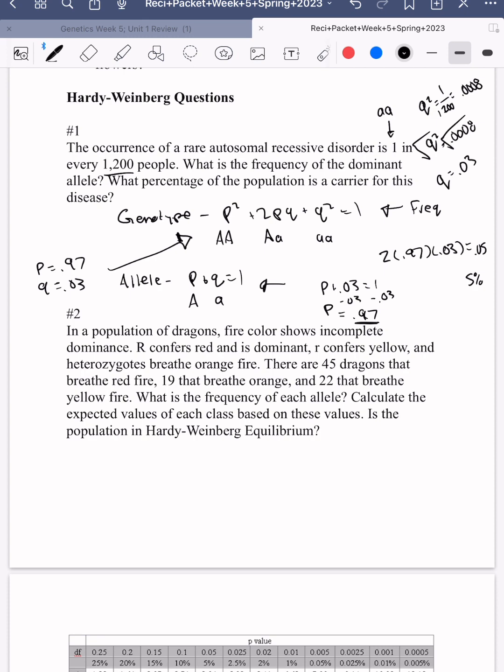Now, if it asked you how many individuals are heterozygous in this population, you know the frequency of them: 5% of the total population is heterozygous for these alleles. What you would do is take 5% or 0.05 and multiply it by the total population to get the number of individuals that would be heterozygous.